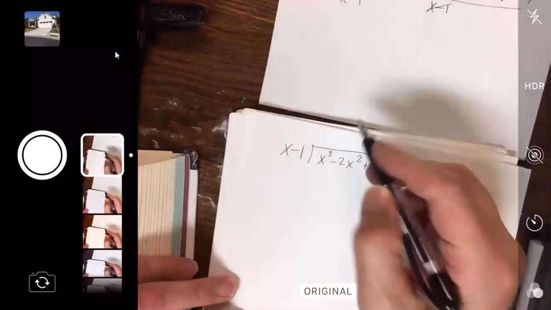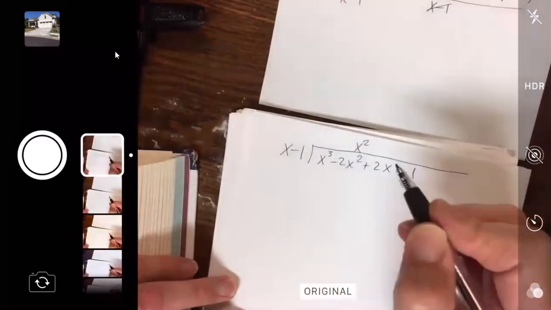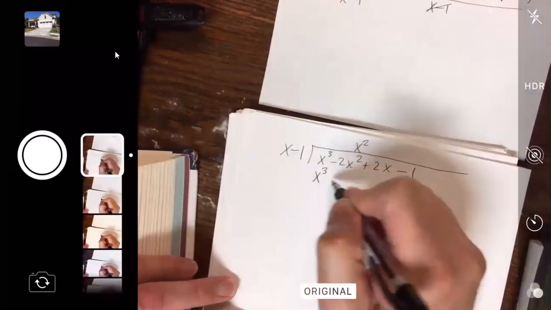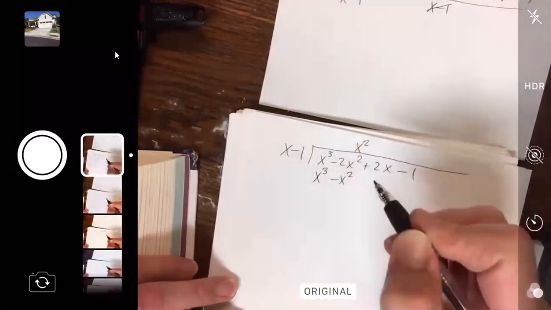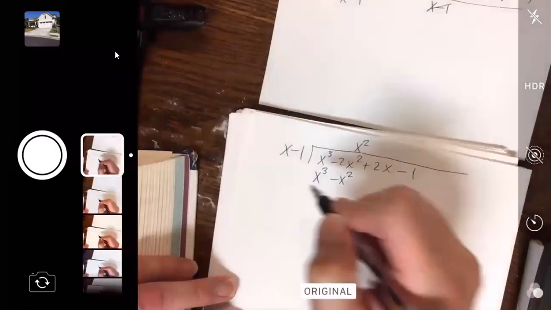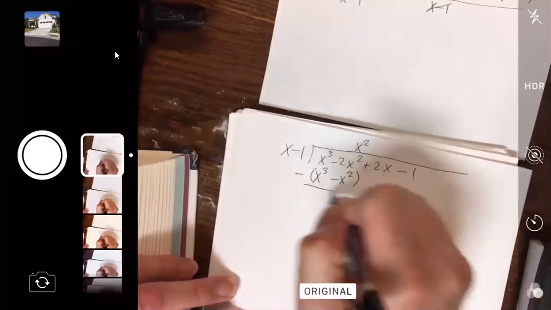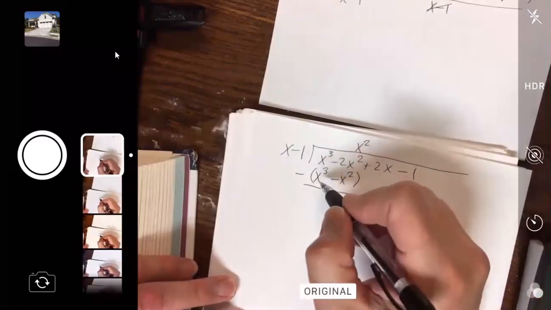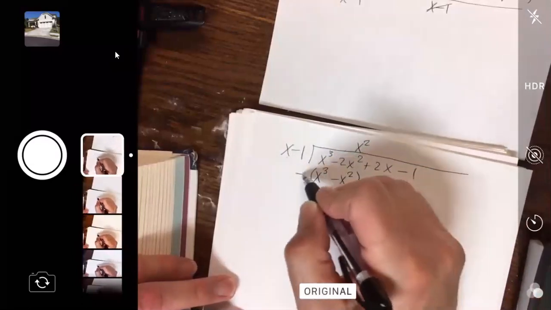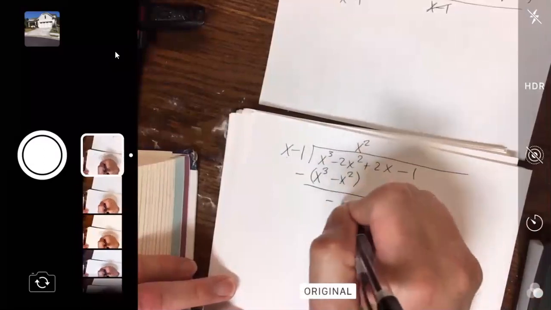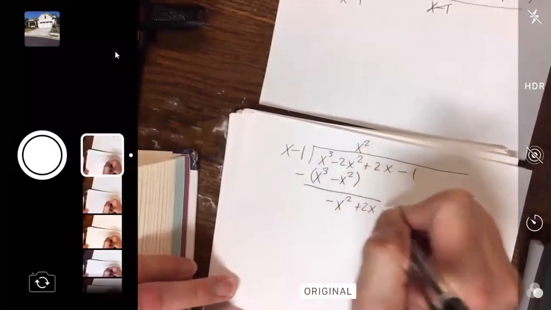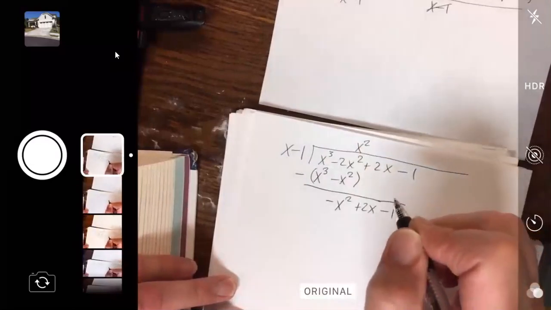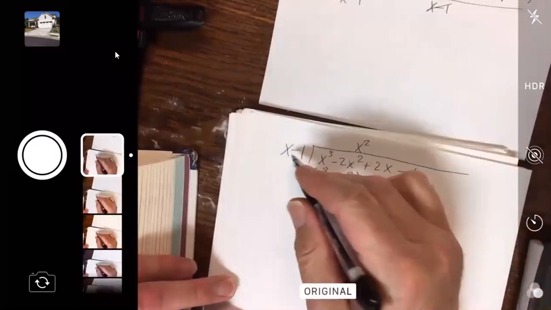So x into x cubed goes x squared. X squared times x is x cubed minus x squared. Subtract, put this in parentheses. X cubed cancels. Negative 2 minus negative 1 would be a negative x squared, add 2x, subtract 1.